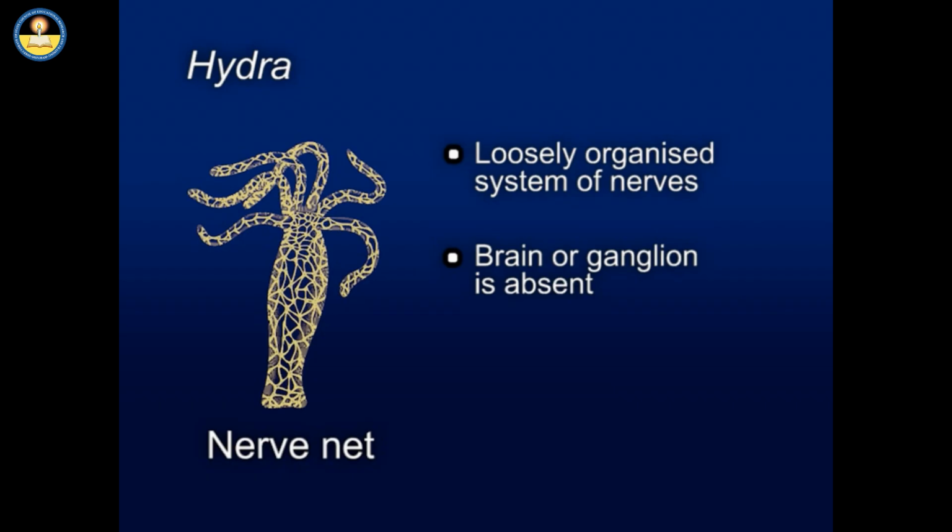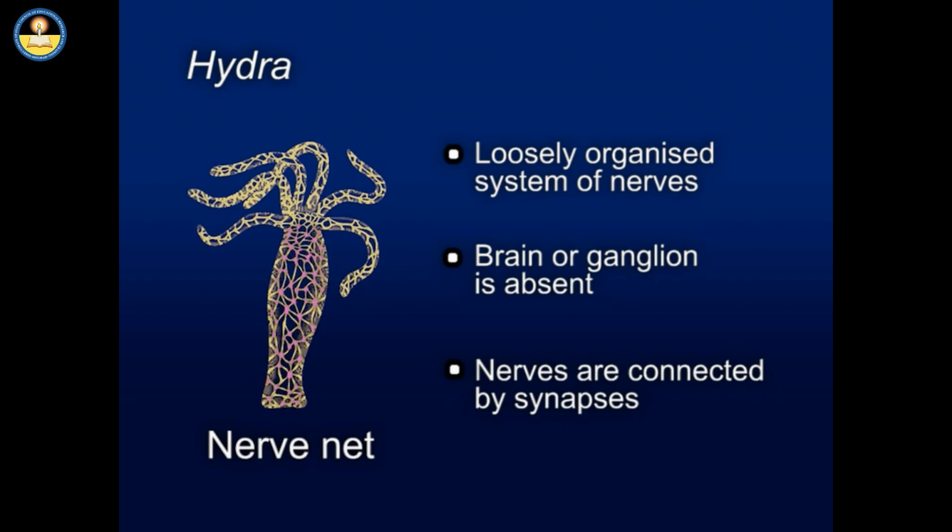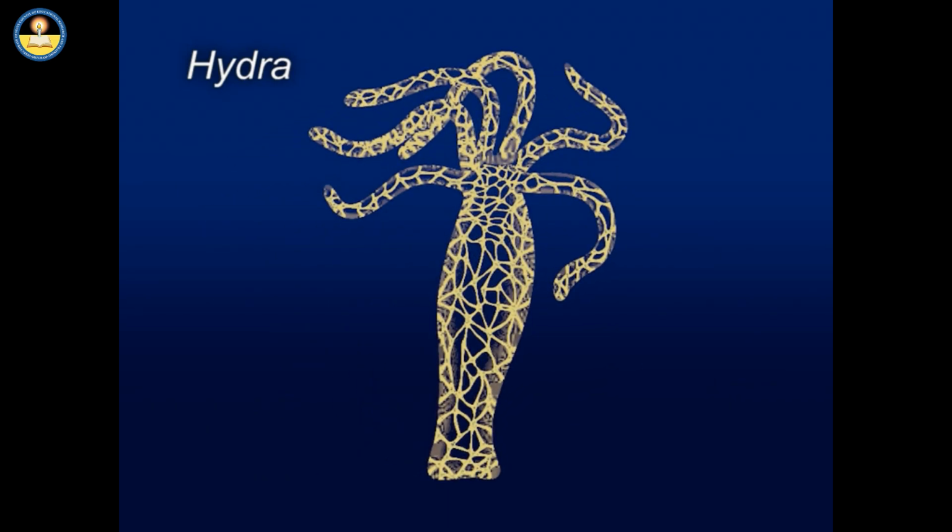Cnidarians have no organs like brain or groups of nerve cells like ganglion. Neurons are connected by synapses. Communication between neurons can be in both directions at the synapse within a nerve net.